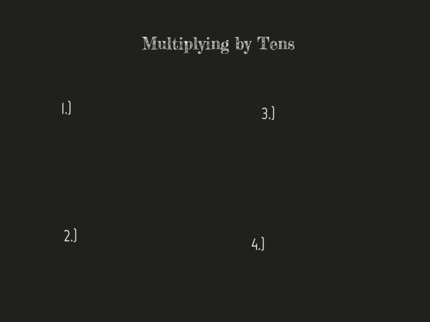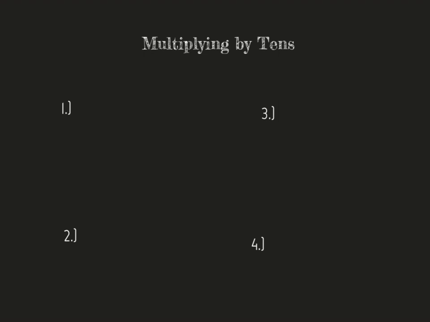Okay, class. So today we're going to be reviewing how to multiply by tens, and we're going to be doing this with two-digit by two-digit numbers. Last year you all learned how to multiply two-digit by two-digit, so this should just be a review. So we're going to start off by setting up our numbers.